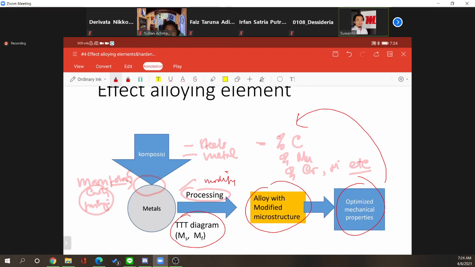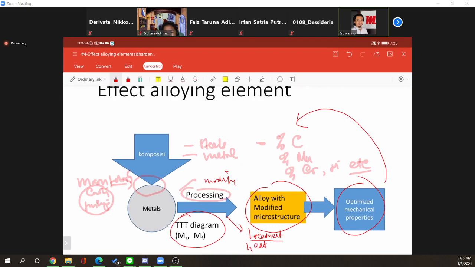So in summary, basically there are two ways. The first is to change the composition. The second is to change the microstructure by changing the processing or treatment. In many places we call it heat treatment, because in many cases the treatment involves heat. So this processing is treatment, and this treatment involves heat. That's why we call it heat treatment.